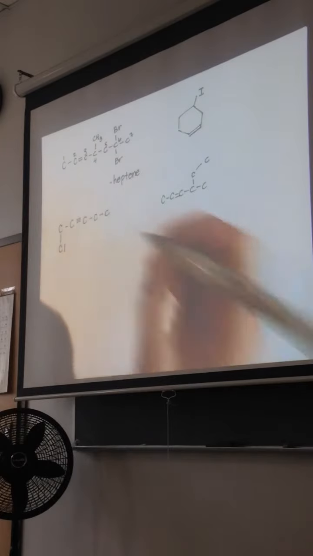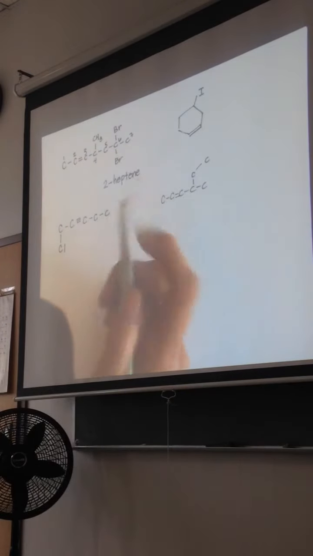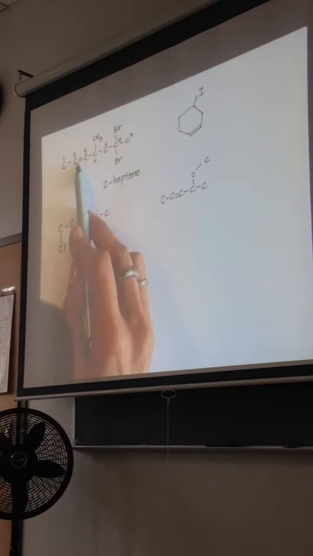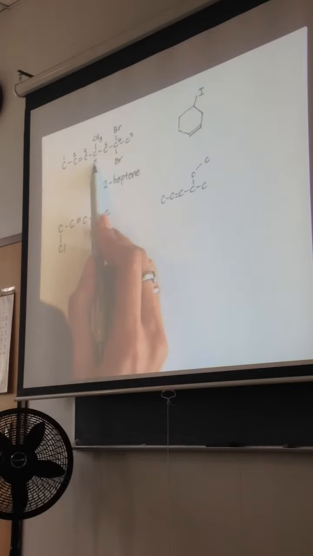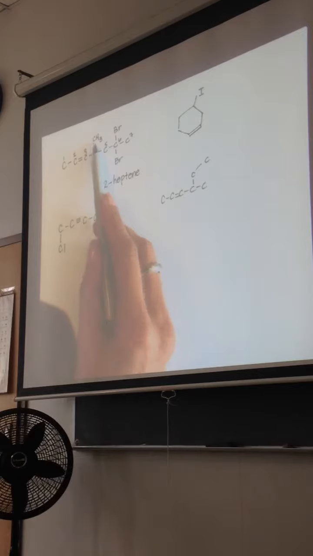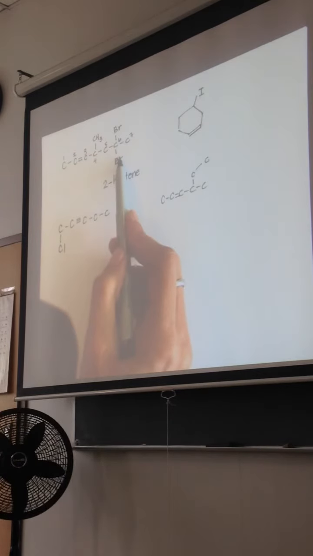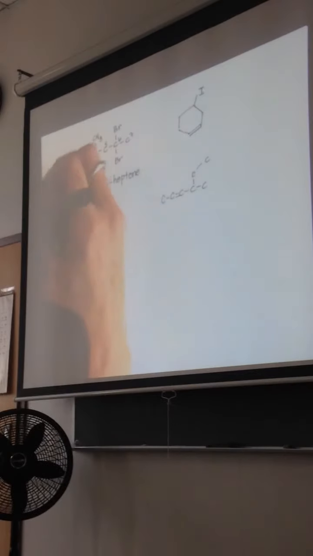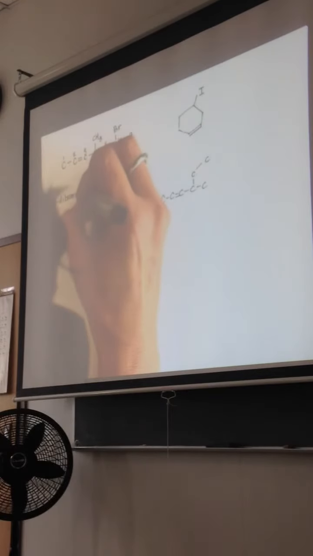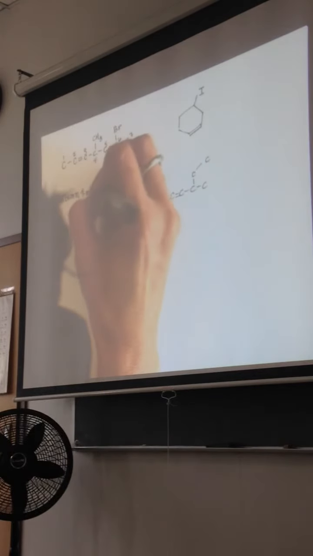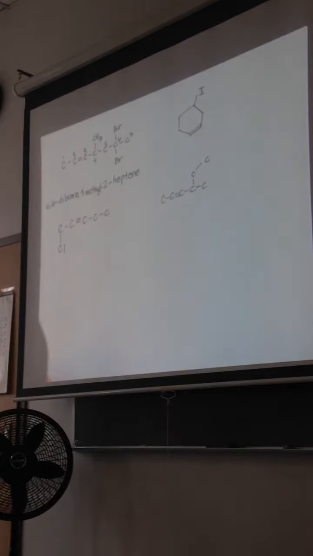So this will be 2-heptene because the double bond is between 2 and 3. We take the smaller of those two numbers. On the 4, there's a methyl, and on the 6, there's a dibromo, right? Putting them in alphabetical order, you should have 6,6-dibromo, 4-methyl, 2-heptene. Any problems getting to that?